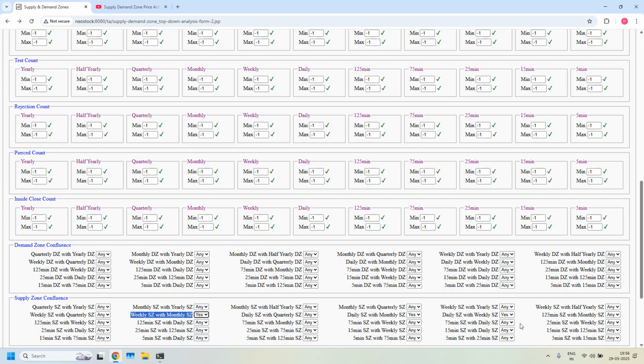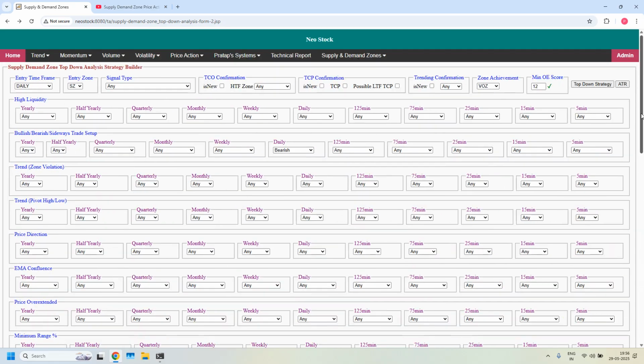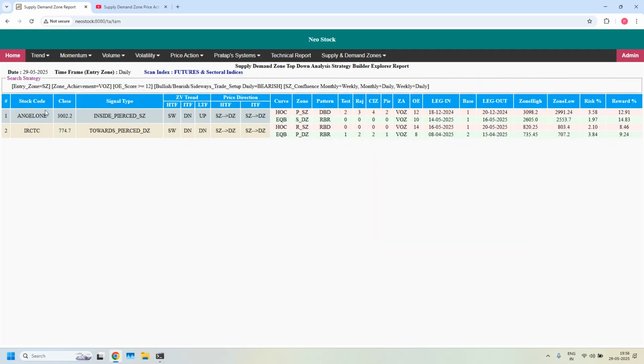With the 3 filters, LTF, ITF, HTF supply zone confluence, we got 2 stocks. In these 2 stocks, these daily supply zones are overlapped with weekly supply zone. Again, both together overlapped with monthly supply zone. But monthly trend is sideways here, HTF trend. Sideways trend EMA confluence does not give any advantage. Because it won't give any advantage, no need to check for EMA confluence.